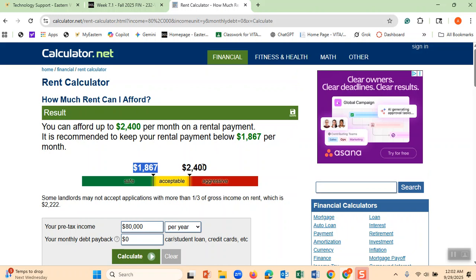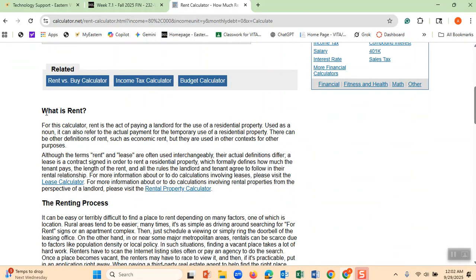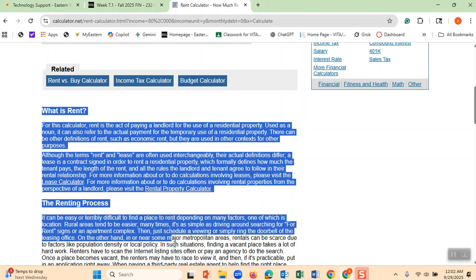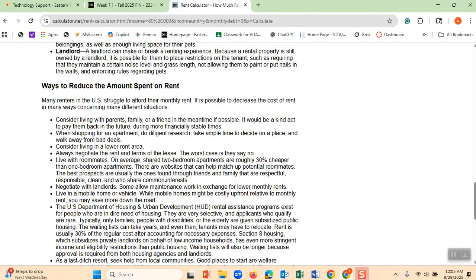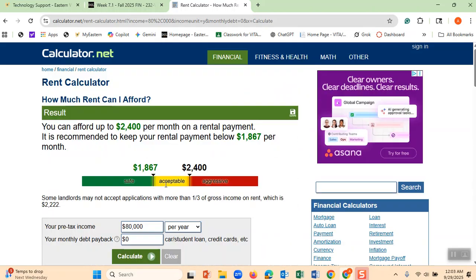If you make $80,000 a year and you are renting for more than 2,400, that's a risk you are taking. You have to look for something which is 1,867. And also read all of these. There is such good information in here for all of you. And hopefully I will talk about this as well. I want you to just see this and we will talk.